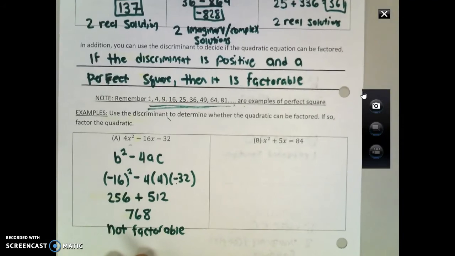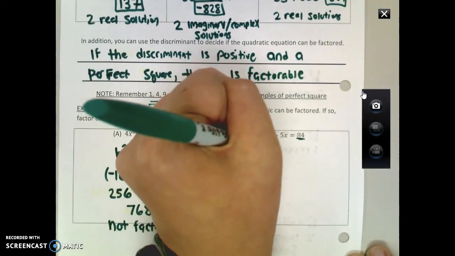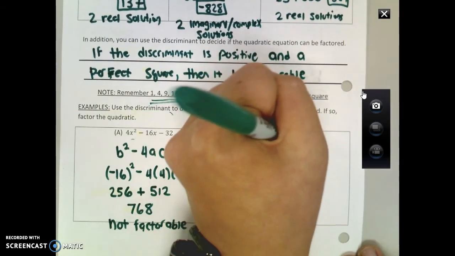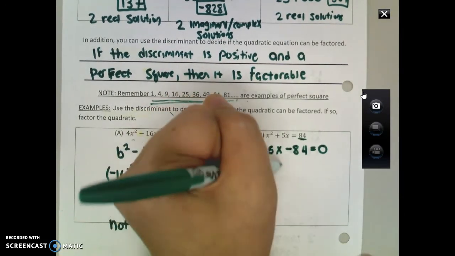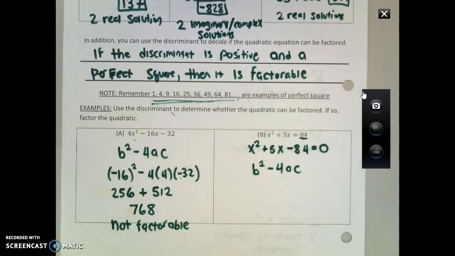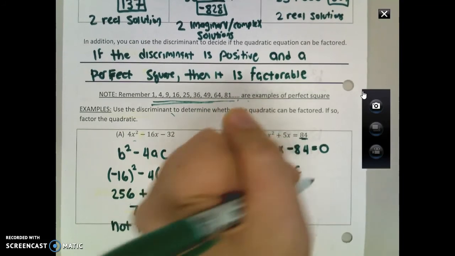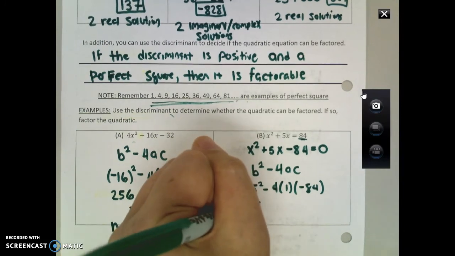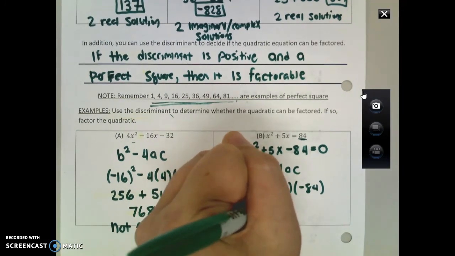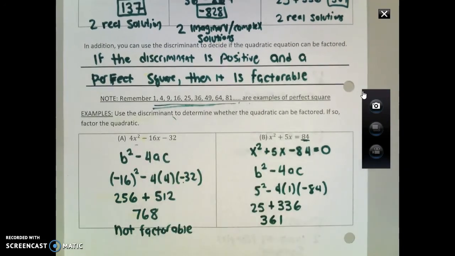The last example, like we had done earlier, we want to make sure that everything's on the same side. So we're going to make sure that that 84 has been subtracted. And once again, set up for the discriminant here. b squared is 5 squared minus 4 times 1 times negative 84. 5 squared is 25. You might remember this. This is actually the exact same problem we did in example C. So the number we should get is 361.